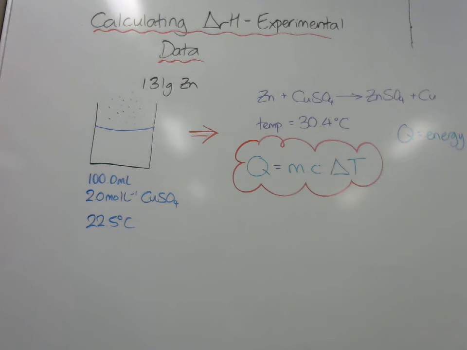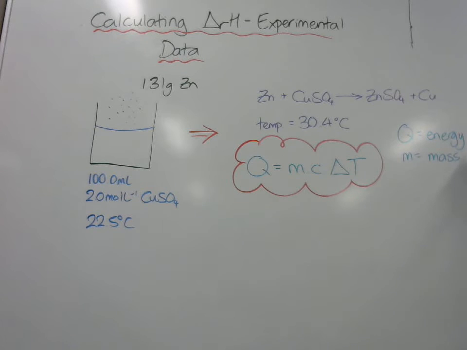M is the mass of the thing that changed temperature. Mass is the thing that changed temperature. M is the mass of that thing. So in this case, it's our copper sulfate solution. Because we never found the initial temperature of the zinc, did we? So we don't know what its temperature was. So in this case, it's the mass of the copper sulfate.